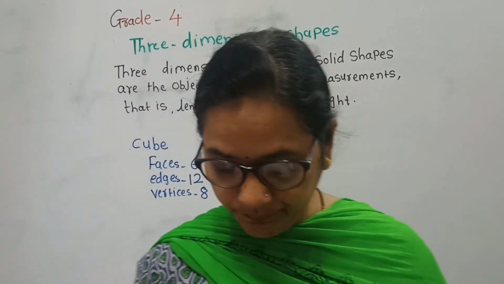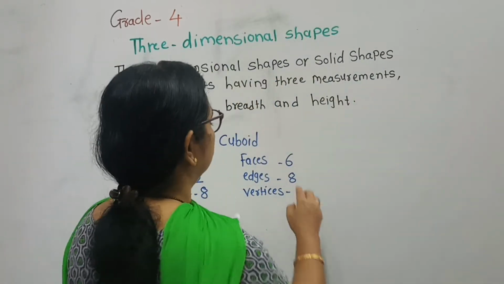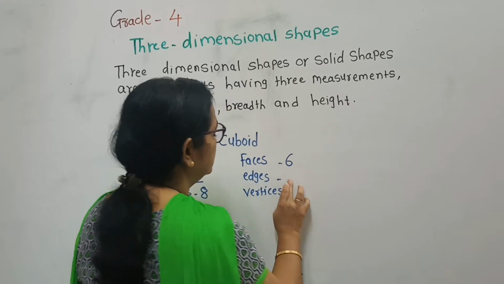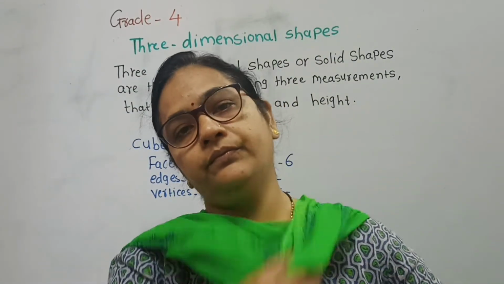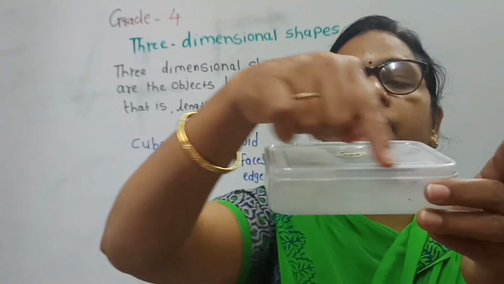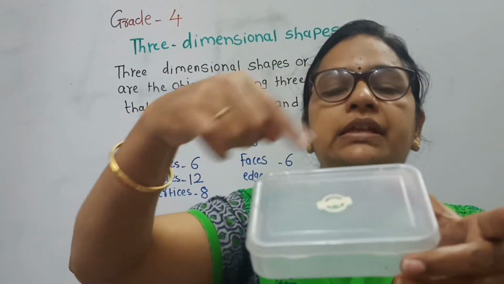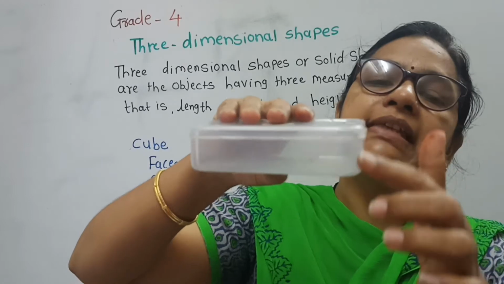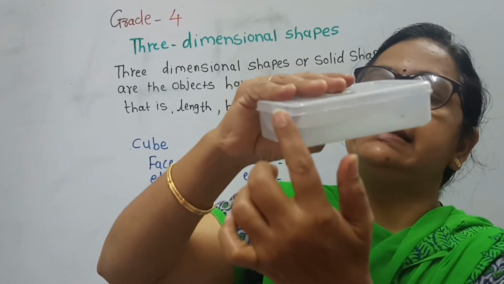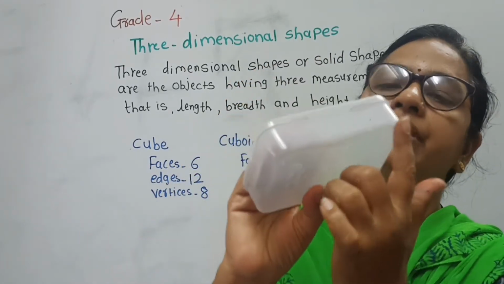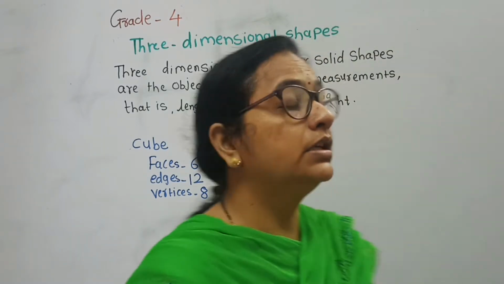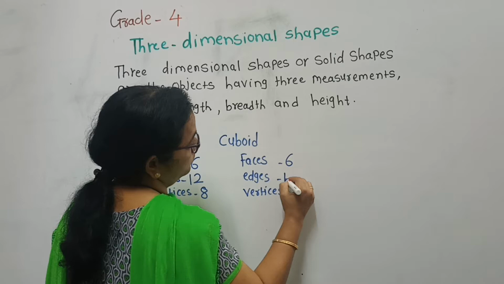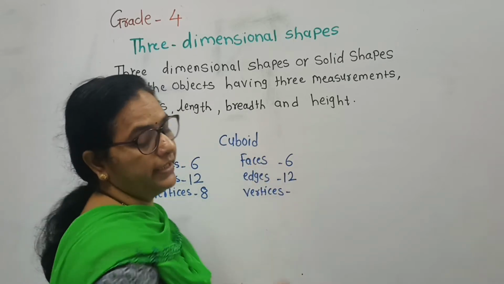And what about the vertices? 8. Okay. Edges. See 1, 2, 3, 4. This side 5, 6, 7, 8 and downside 9, 10, 11 and 12. Yes. A cuboid has 12 edges.